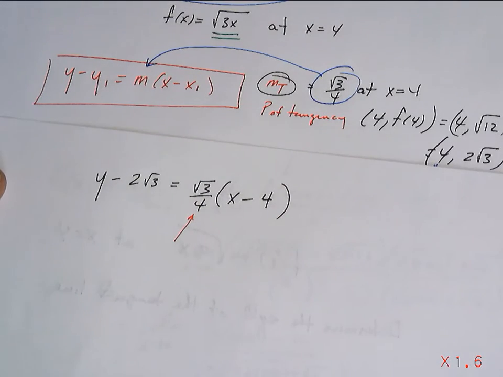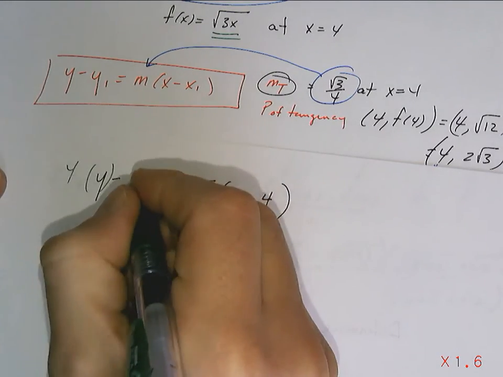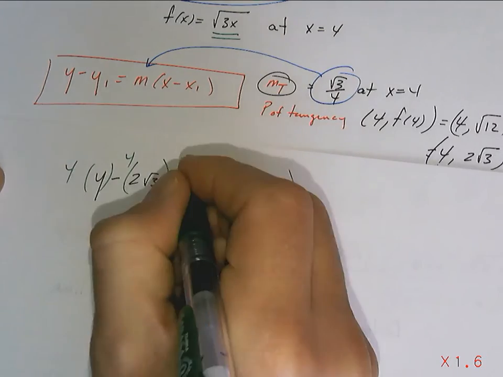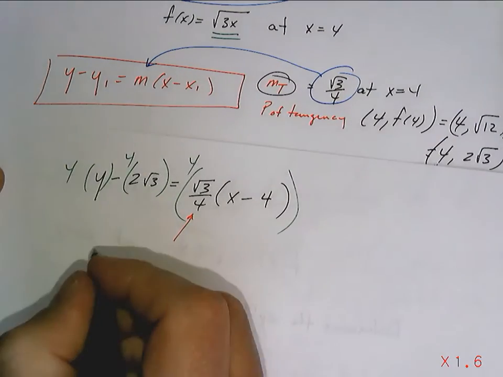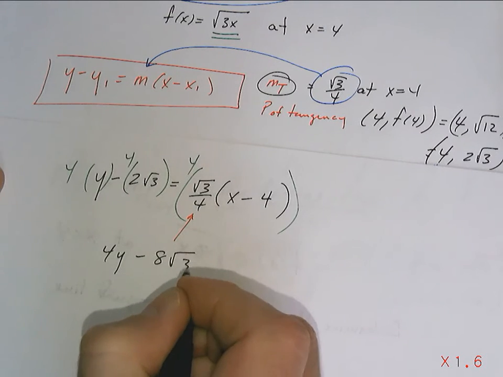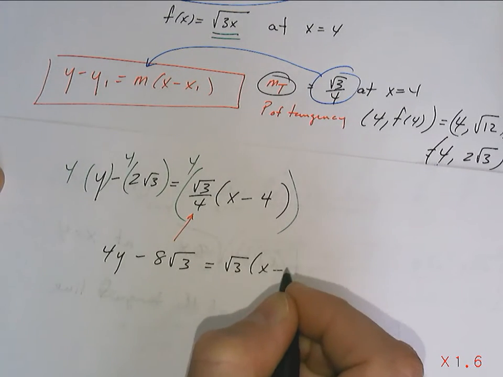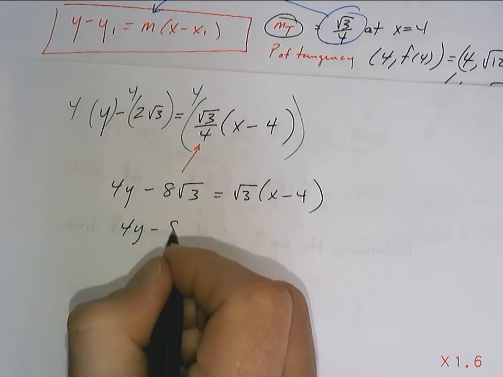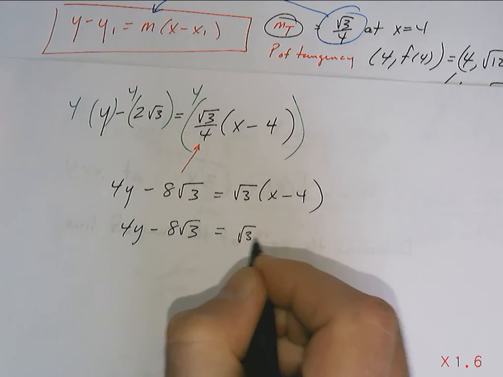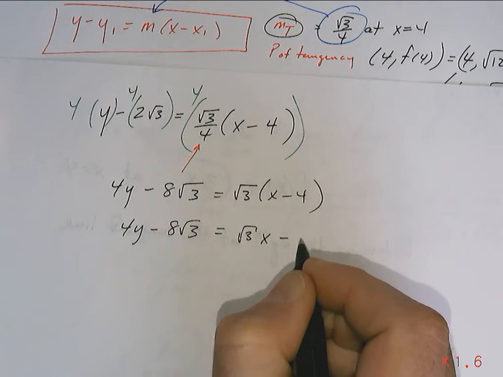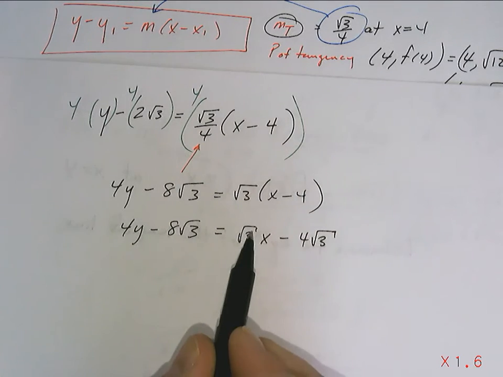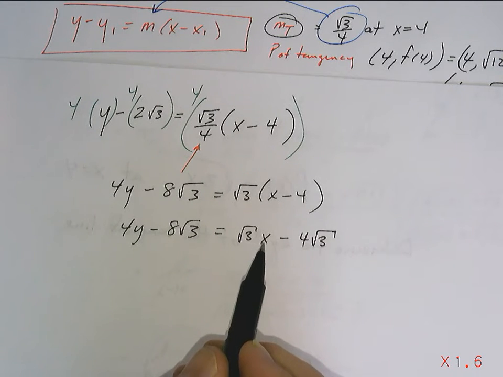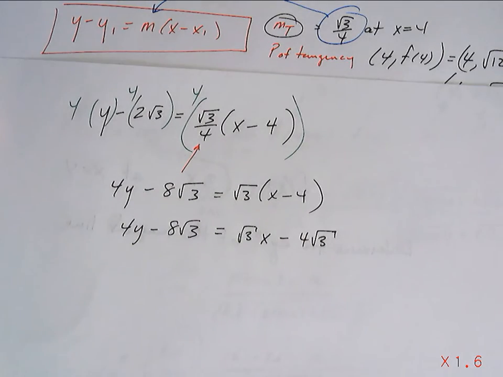We don't want the fraction, so we're going to multiply everything by 4. So I'm going to multiply that by 4, that by 4, and that by 4. By doing that, I'm going to get 4y minus 8 root 3 equals root 3 times x minus 4, then 4y minus 8 root 3 equals root 3x minus 4 root 3. Now notice I put a little downward sign here on my root 3, so my x doesn't by mistake fall underneath that root sign. So I'm only noticing what's on the outside.